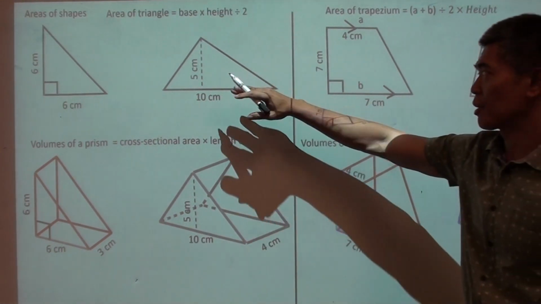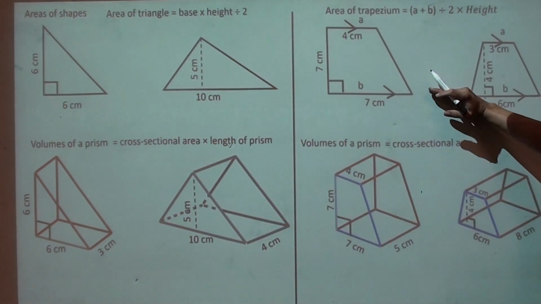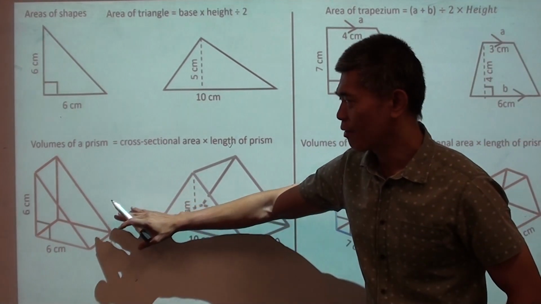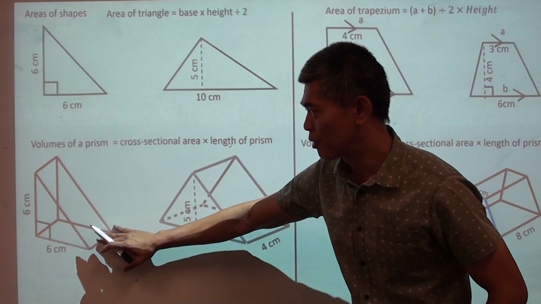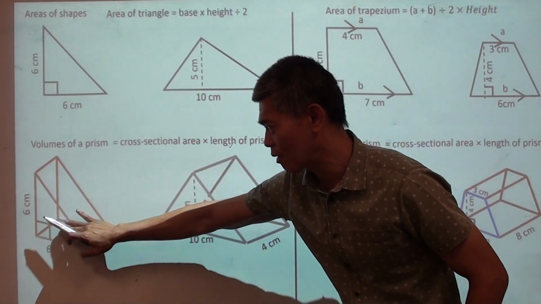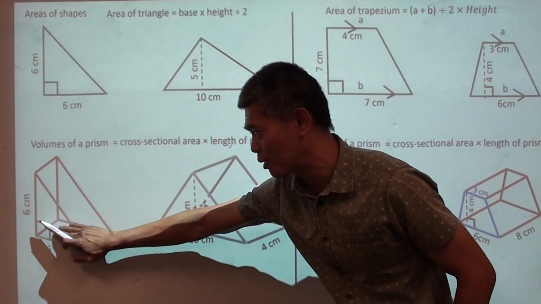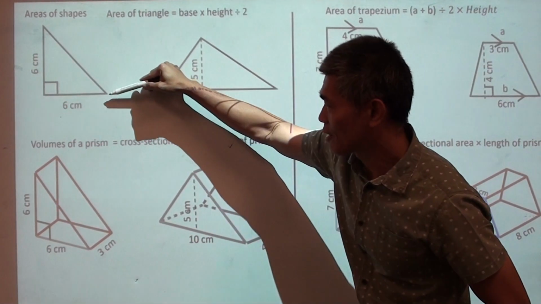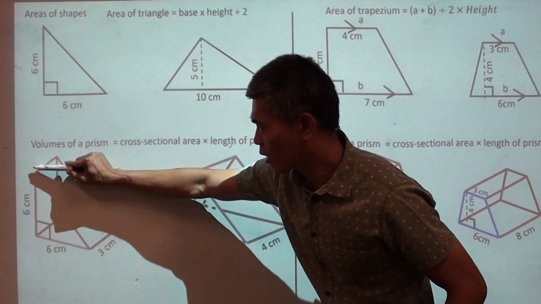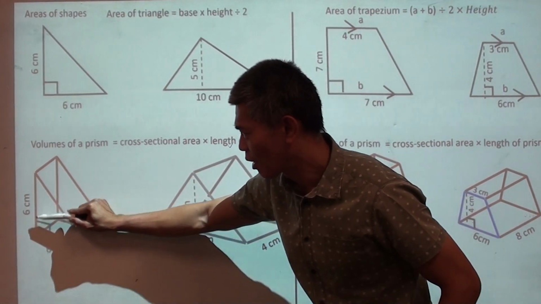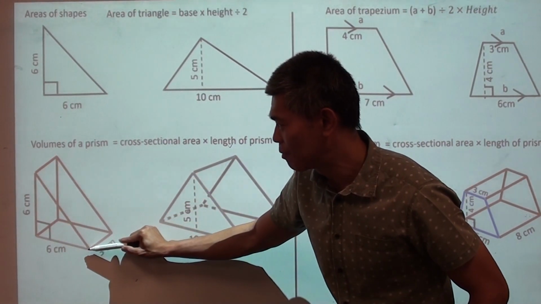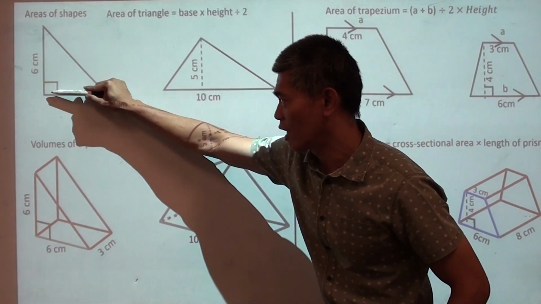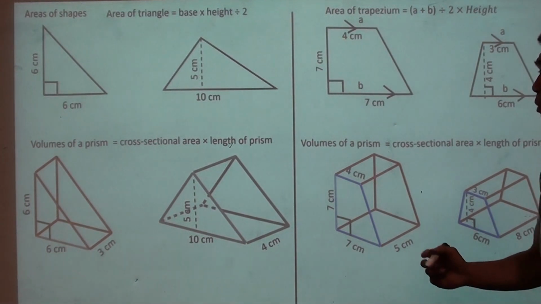Essentially, we have triangles and trapeziums. And right below, over here, we have prisms. The prisms: we have a rectangular prism and a triangular prism. Just bear in mind, you can see over here that the cross-sectional area of this prism is the same as this triangular shape. I'll show you how it works now.